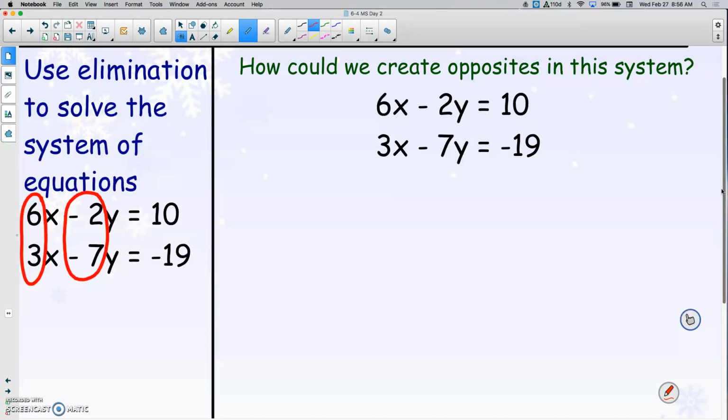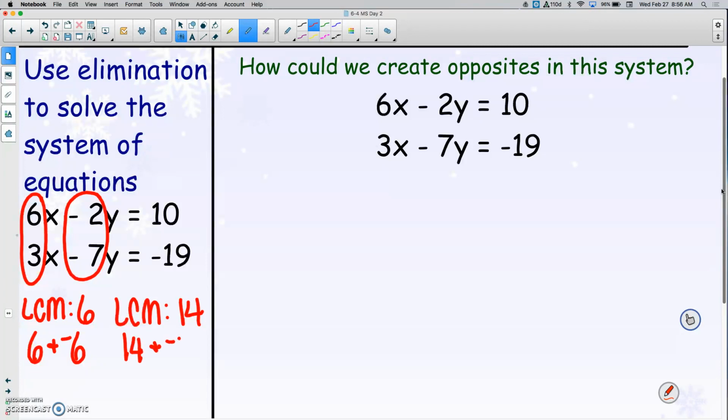So what we can do, we don't have to, but what we can do is use the least common multiple. So the least common multiple for 6 and 3 would be 6. The least common multiple for 2 and 7 is 14. So we can choose to either turn our x's into 6 and -6 or our y's into 14 and -14. Creating opposites, we don't have to use least common multiples. As long as we use multiplication to create the opposites, we will be fine.